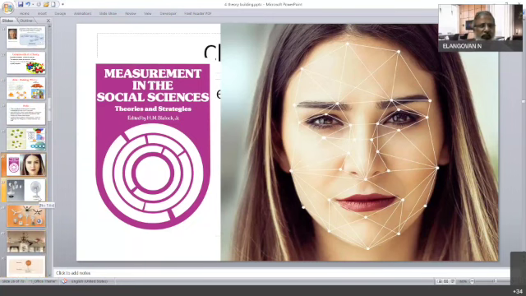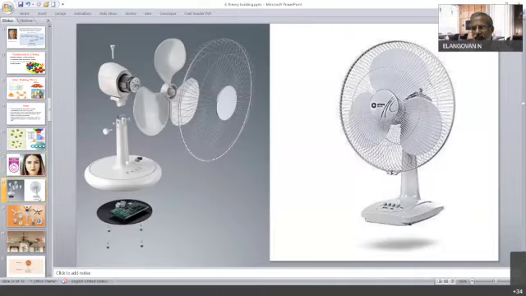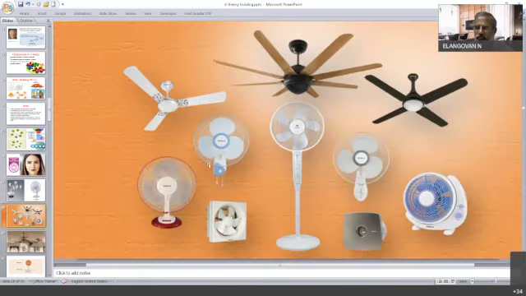Okay, so you look at a fan. There are many components of a fan. There will be a blade, there will be a motor, there will be controls, there will be screws, there will be a body. All these things make a fan. So many components make the entire fan. And there may be different types of fans.